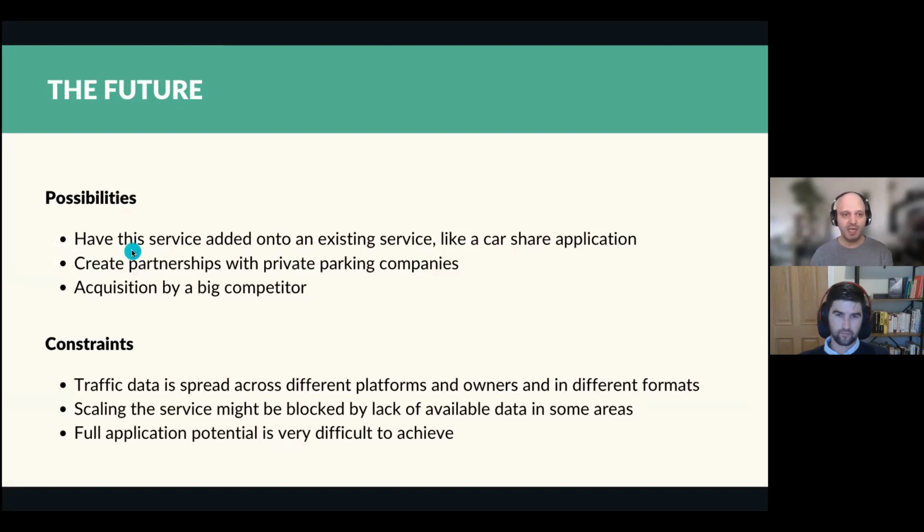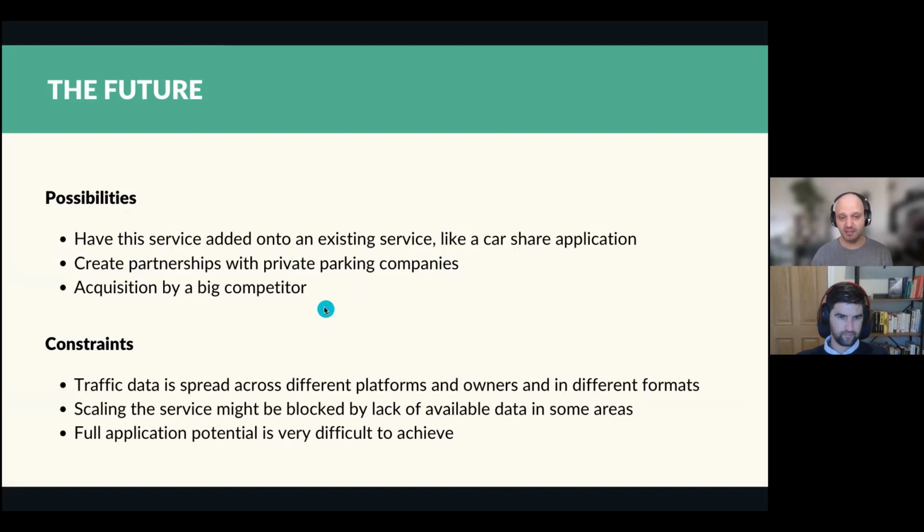In the future, this could be a service added onto an existing service like a car share application, creating partnerships with private parking companies that would appear in the map. And of course, acquisition by a big competitor, let's say Google Maps. But yeah, there's others out there.